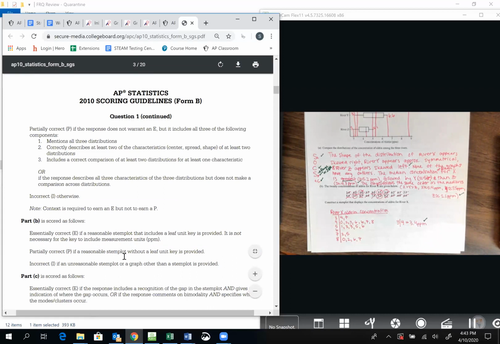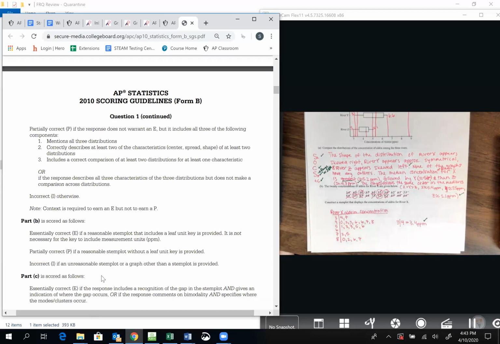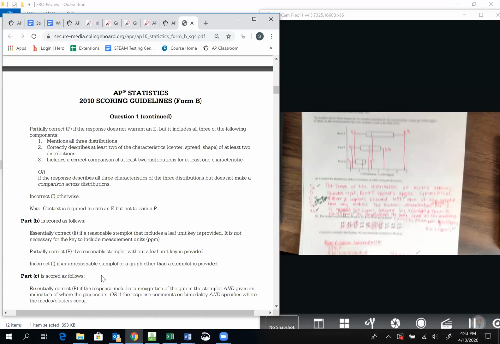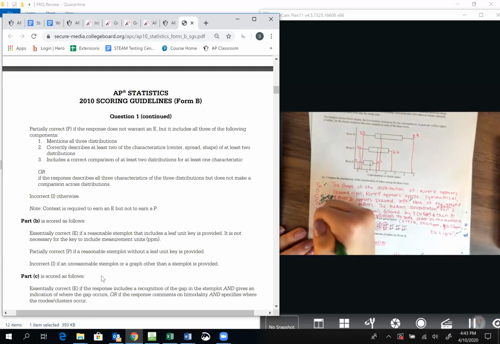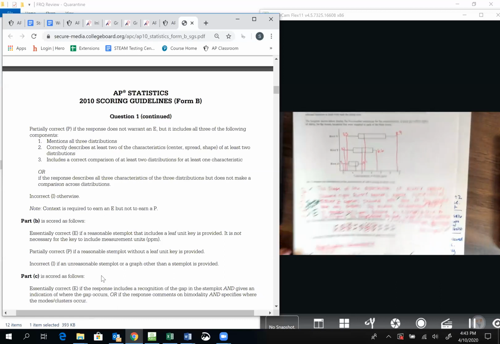Partially correct if you have a reasonable stem plot without a leaf key. Incorrect if an unreasonable stem plot or a graph other than a stem plot is provided. So if you forgot what a stem plot was and you made a different graph, you did not get any credit in this case. And then part C is on the next page. So I got E here, E here.